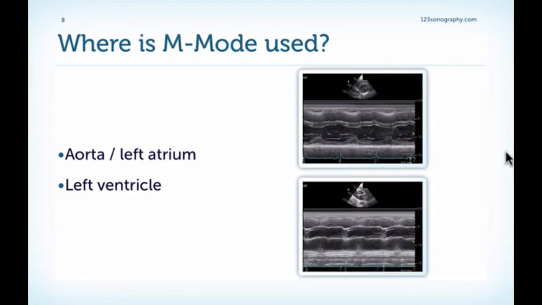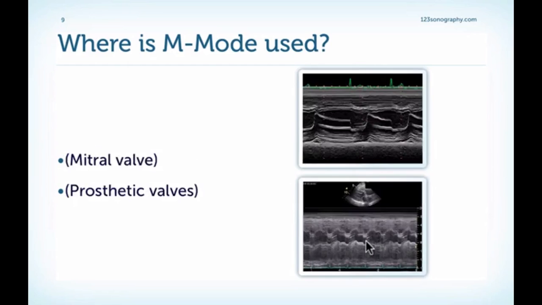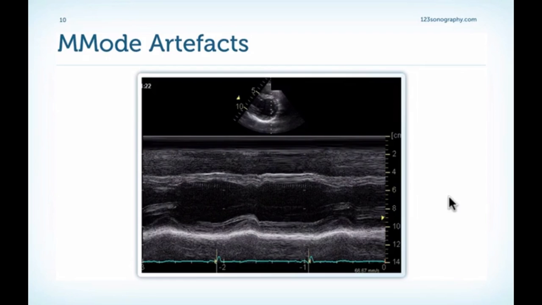So in which situations and in which positions do we use the M-mode? Most frequently we use it to measure the left ventricle, but also for the aorta and the left atrium. Other potential applications are the mitral valve and the assessment of prosthetic valves. However, I would say these two indications do not have very much clinical applicability in modern echocardiography. Keep in mind that M-mode is also an ultrasound technology, so we can also have artifacts. Here are some examples of artifacts in an M-mode image.